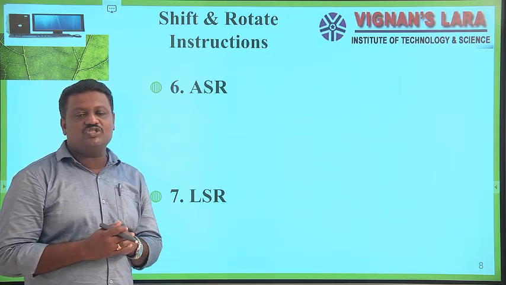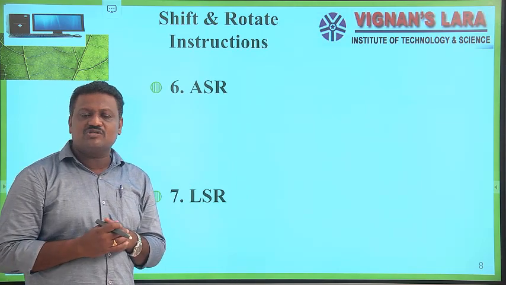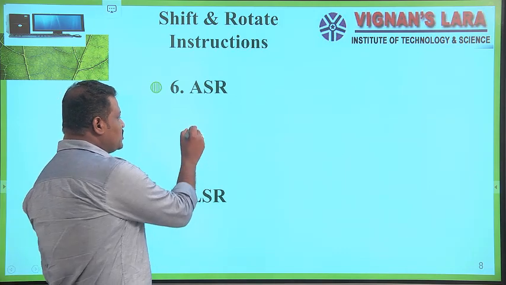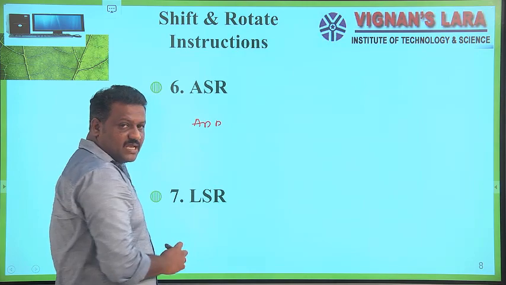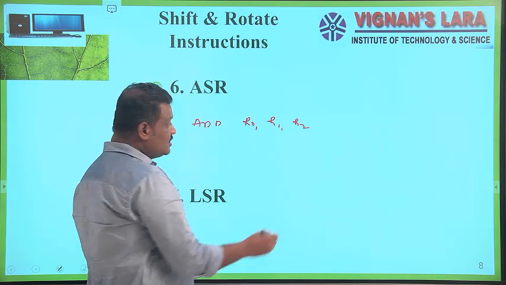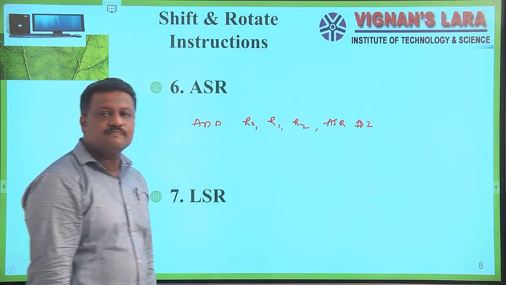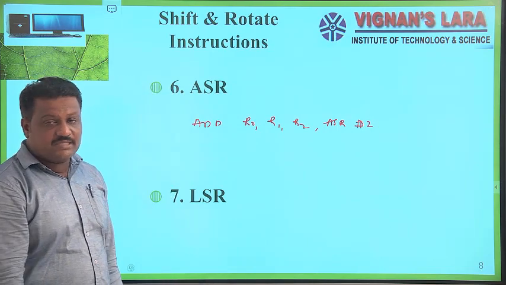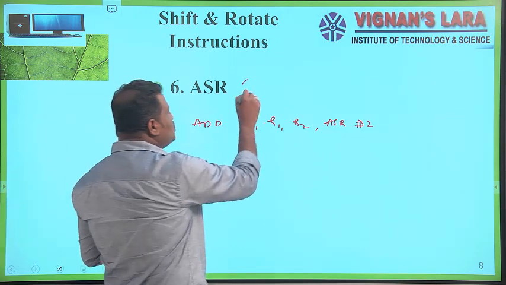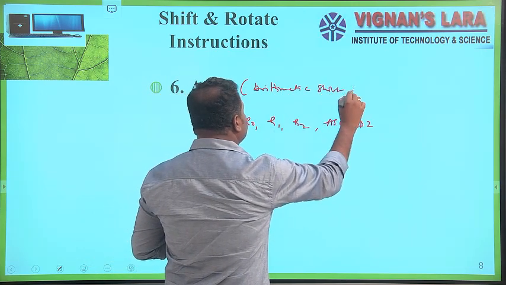So here my instruction is ASR, meaning arithmetic shift right. You can use this as a separate instruction, or you may use this as a part of another instruction. For example, here my instruction is like this: ADD R0, R1, R2, ASR #2. ASR is a part of this instruction. We know that ASR means arithmetic shift right.